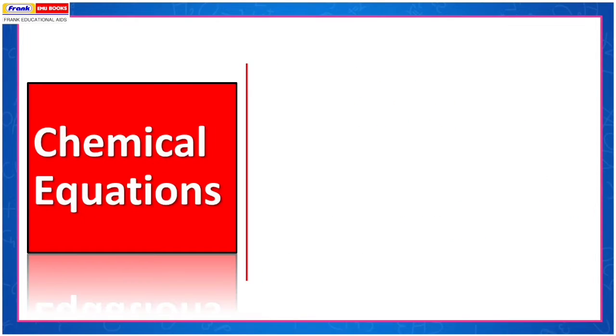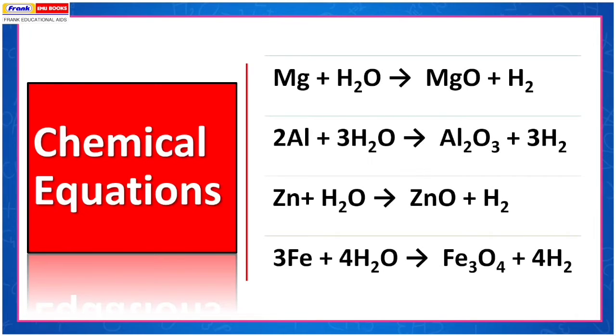Chemical equations involved in the above mentioned reactions are Mg plus H2O gives MgO plus H2. 2Al plus 3H2O gives Al2O3 plus 3H2. Zn plus H2O gives ZnO plus H2. 3Fe plus 4H2O gives Fe3O4 plus 4H2.